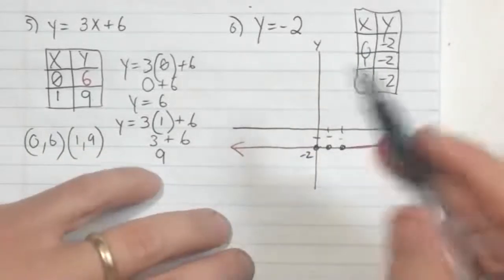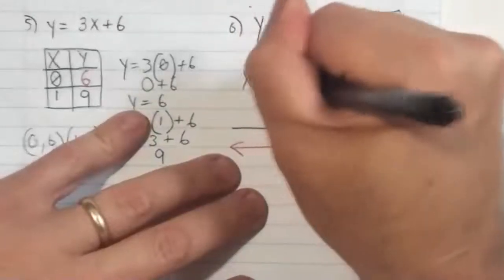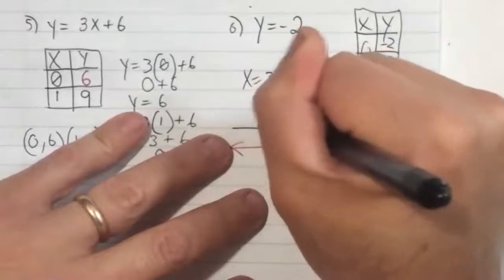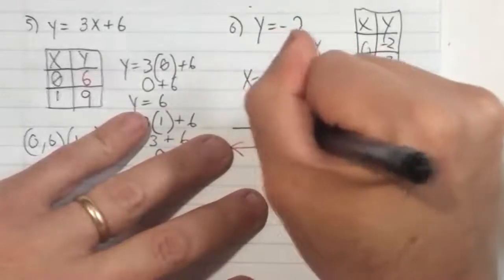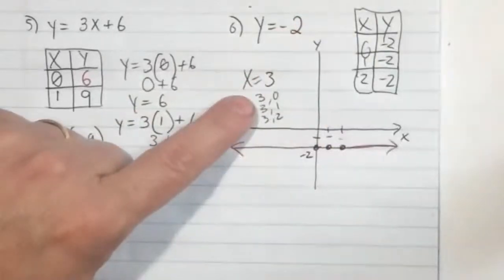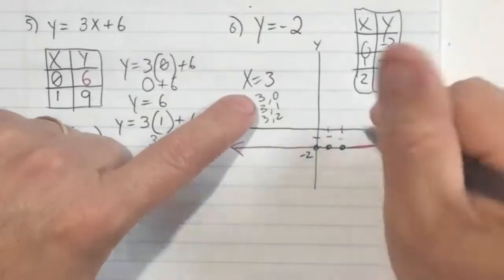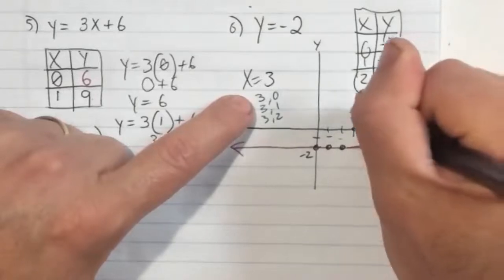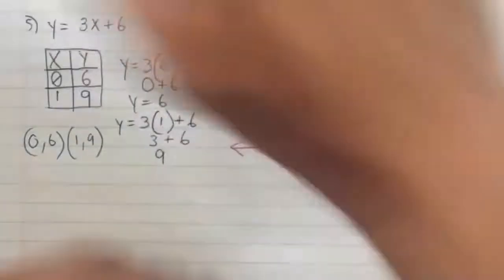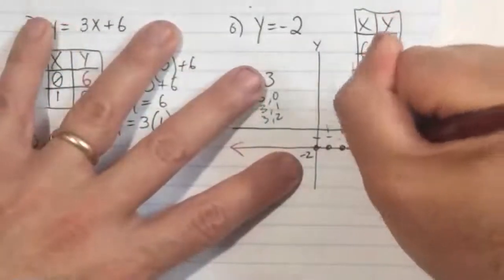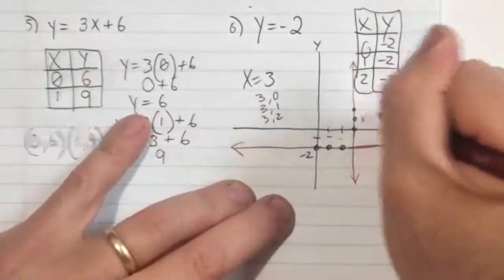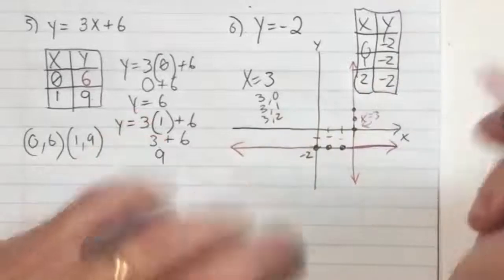And then if you get something like x equals 3, that means no matter what value you pick for y, your x would be 3. So if you got x equals 3, it's 3 zeros here, 3 ones here, 3 twos here. That is going to be a vertical line that crosses at x equals 3.